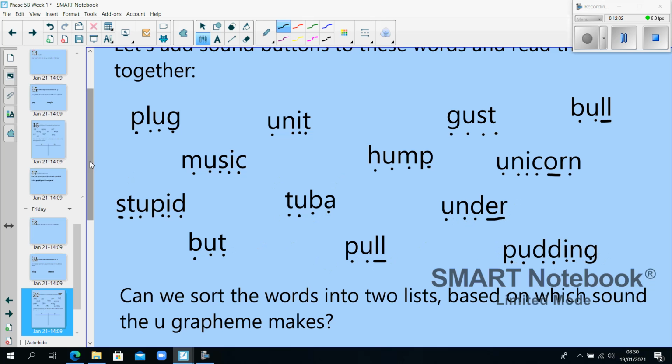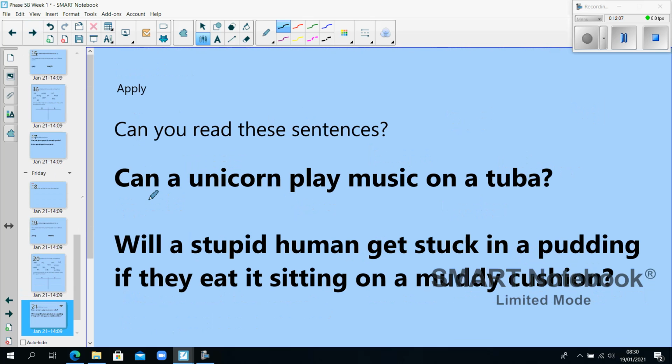Sort the words into two lists based on which sound the U grapheme makes. Can you read these sentences? Can a unicorn play music on a tuba? Will a stupid human get stuck in a pudding if they eat it sitting on a muddy cushion? Notice the different sounds of the U grapheme. Well done, that's the end of phase 5B, week 1.